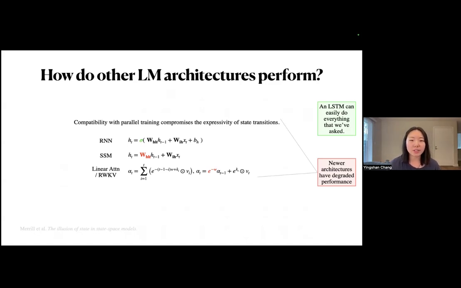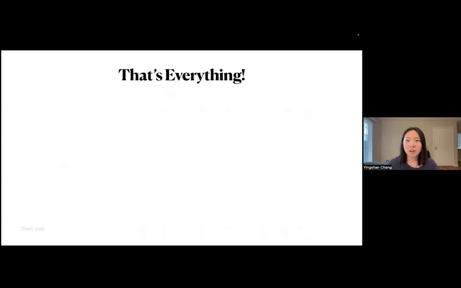Actually, Merrill also pointed out a similar issue in his paper, The Illusion of State Space Models, that also calls into question the expressivity of state transitions in those new architectures. Okay, I guess that's everything.